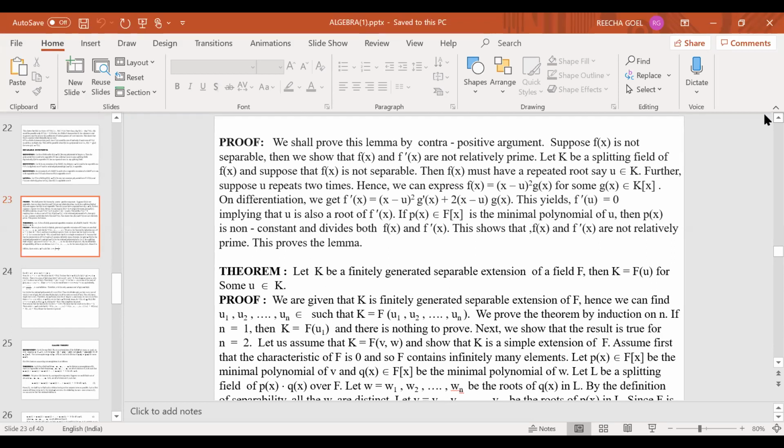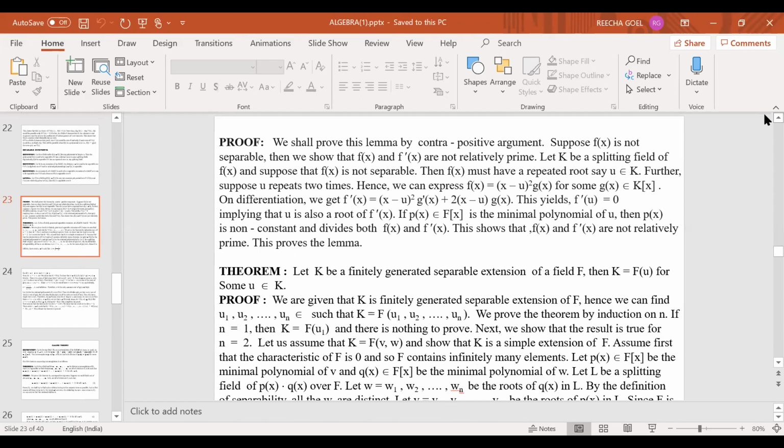So if p(x) is the minimal polynomial of u, it means p(x) divides f(x) and p(x) also divides f'(x). It simply means that p(x) is a non-constant factor of both f(x) and f'(x). That is, f(x) and f'(x) are not relatively prime. And this proves the lemma. So we shall use this lemma in the following theorem.